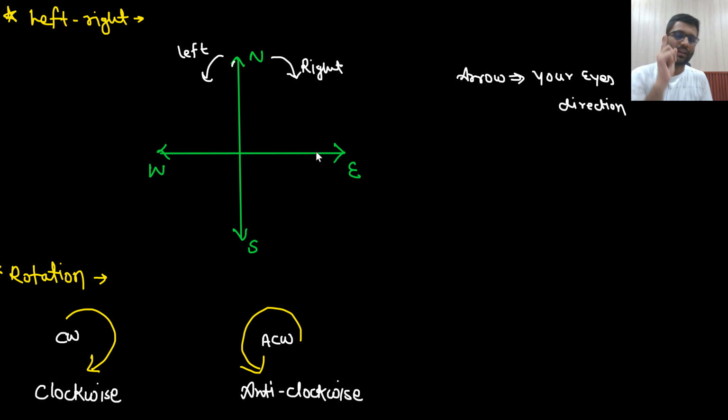And in the left direction, what do you have? West. Now, if I say stand at east, that means you are looking this side. I am asking you to stand at east. So which is your left hand? This is your left hand. So in the left hand you have north. Looking at east, this is my right.